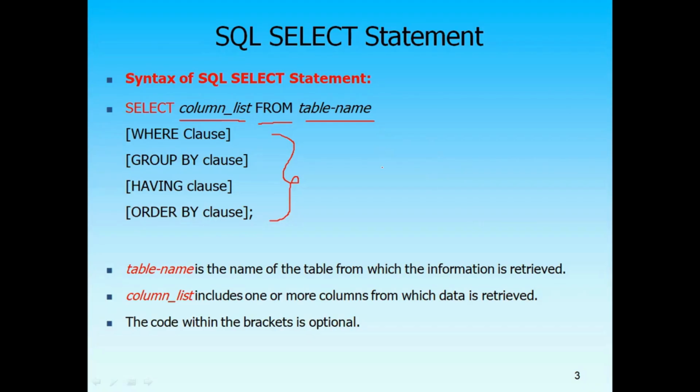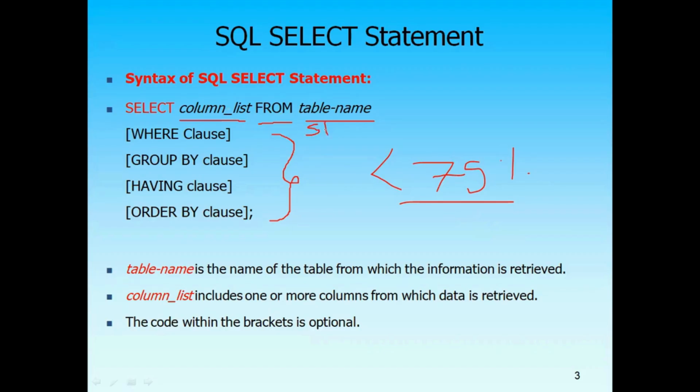So here my condition is based on attendance: attendance is less than 75%. Only the specific student records having attendance less than 75% I want to retrieve from the table. How can you do this? Here is the syntax: select column list. In the column list you will mention only roll number, comma, name, from table name. From which table do you want to display this? You need to mention the table name. My table name will be student, for example.